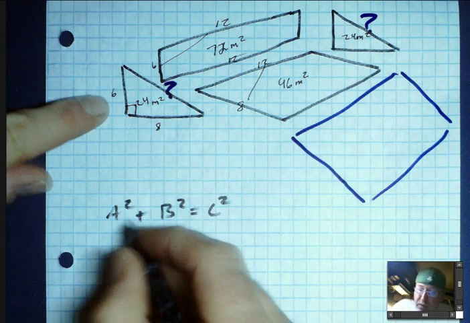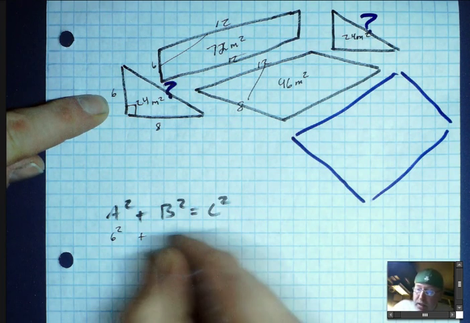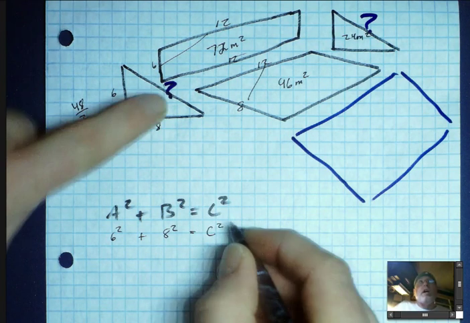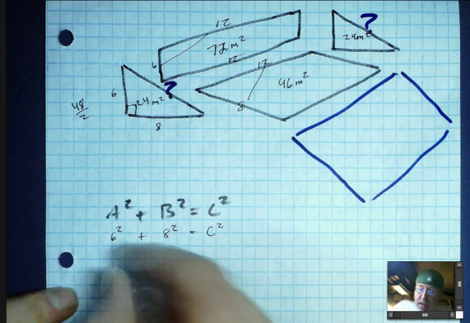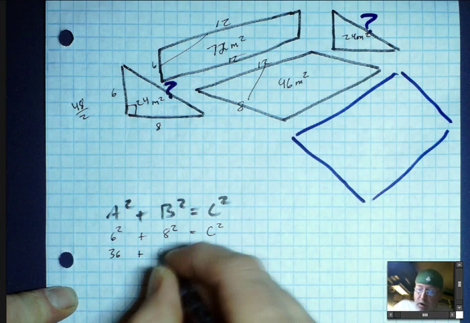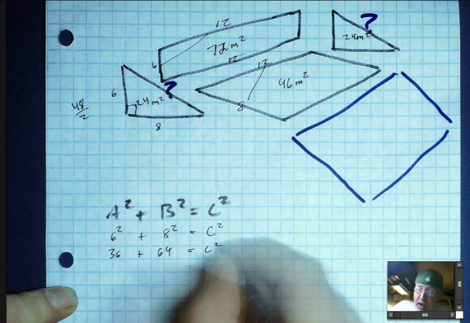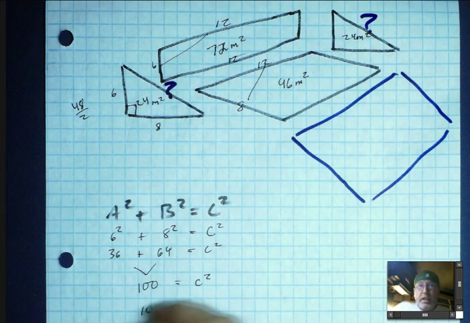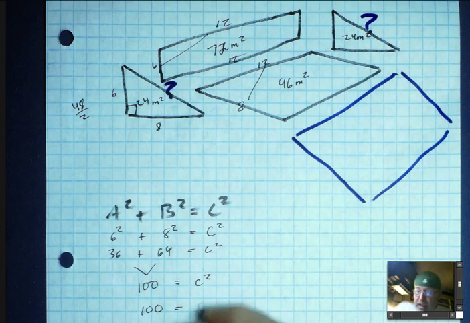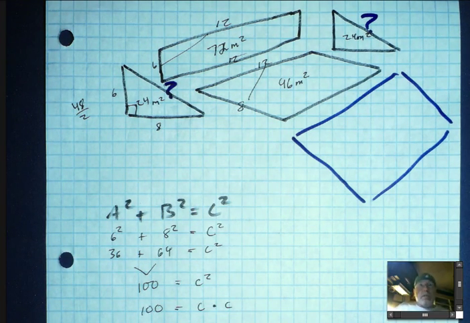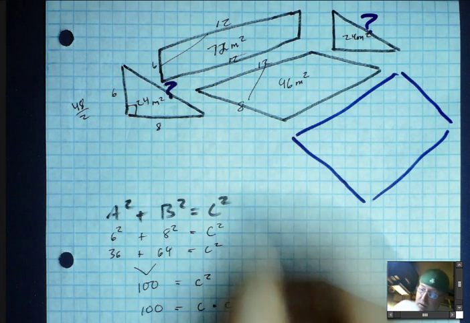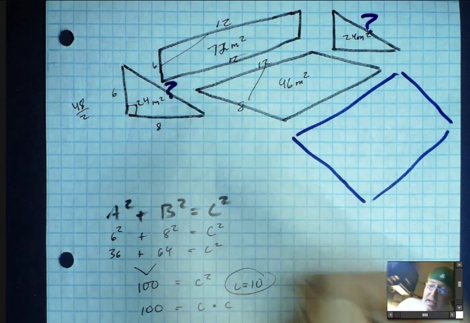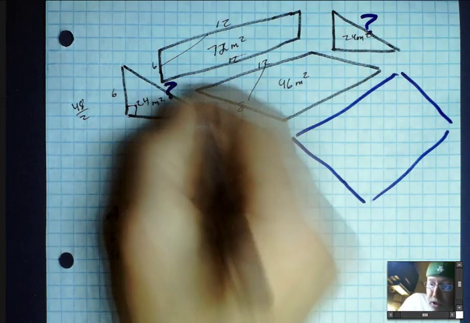So let's just put it in. We've got 6 squared plus 8 squared equals the unknown side squared. So 36 plus 64 equals c squared. We'll simplify it: 100 equals c squared. What that means is 100 is equal to c times c. Well, we know what c is. c has got to be 10. So c equals 10. Basically that says that this side up here, this measure, is 10.